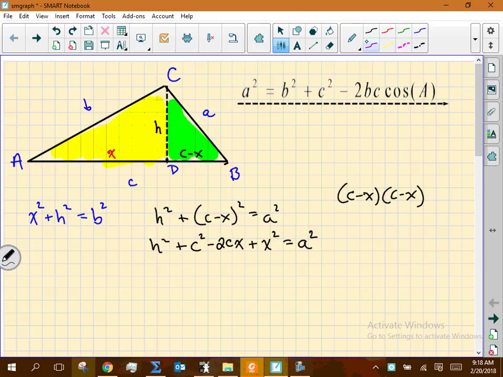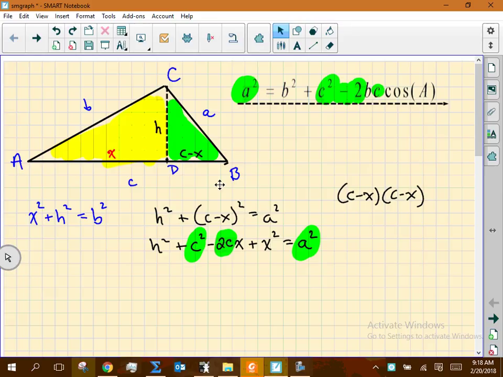I just want to draw some comparisons here to where we know we need to go. We need to get to this, right? And so far, would you agree that we have that correct? Would you agree that there's a c squared on the left-hand side? There's a c squared there, right? There's a minus 2c here. So I've got the minus 2 there, and I've got the c. I didn't need to deal with the b and the cosine of A yet. And I don't have the b squared yet, right? But let's look at this. Look at that h squared, and look at that x squared. Can you replace that with b squared?